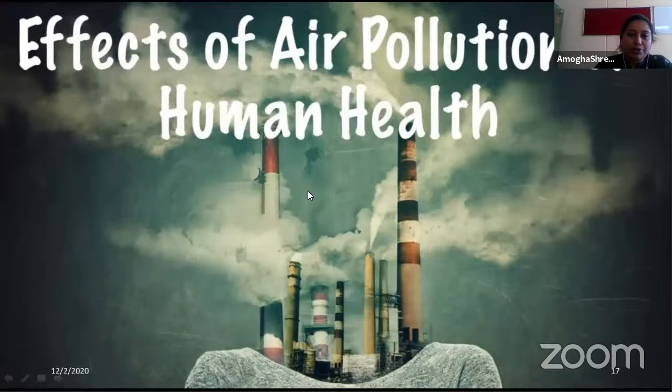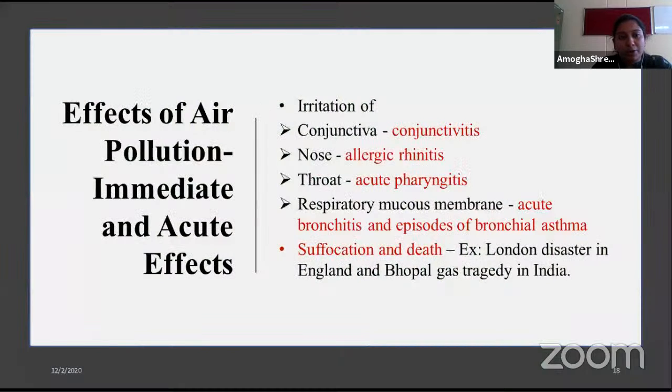So we can see other effects of air pollution on human health. Just now we saw what pollutant is causing what ill effect, but we can also classify this as acute or chronic effects, and we can also see how this is affecting our global economy. So the immediate and acute effects are the effects which occur from within hours to within days. Acute effects include irritation of conjunctiva, nose, throat or respiratory mucous membrane. So it can cause conjunctivitis, allergic rhinitis, acute pharyngitis, acute bronchitis and acute episodes of bronchial asthma.